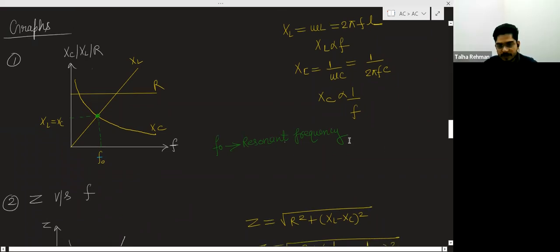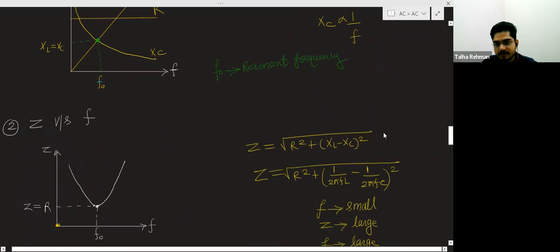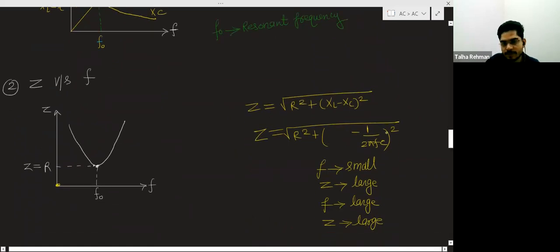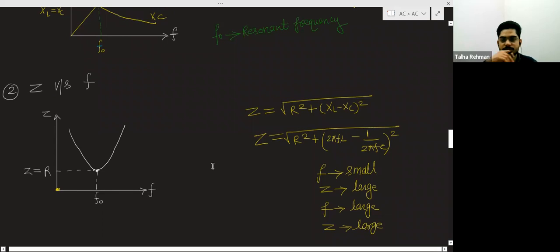There is one slight mistake we have made. Actually, this value will be, XL is 2 pi FL. So now you can write it down.